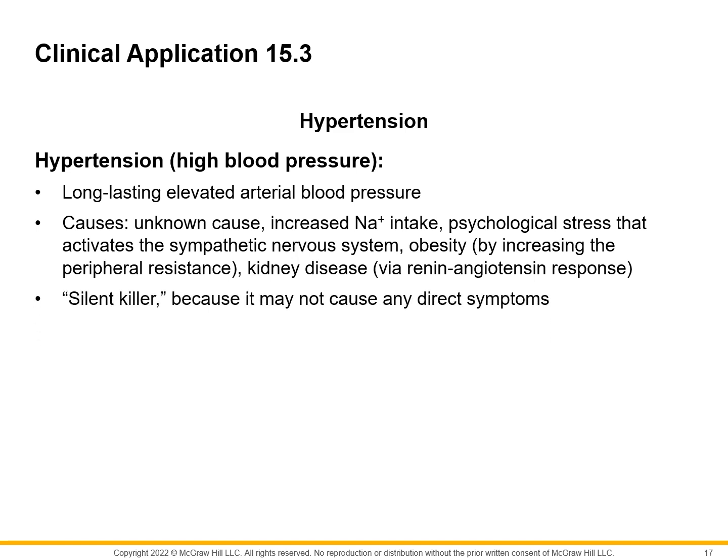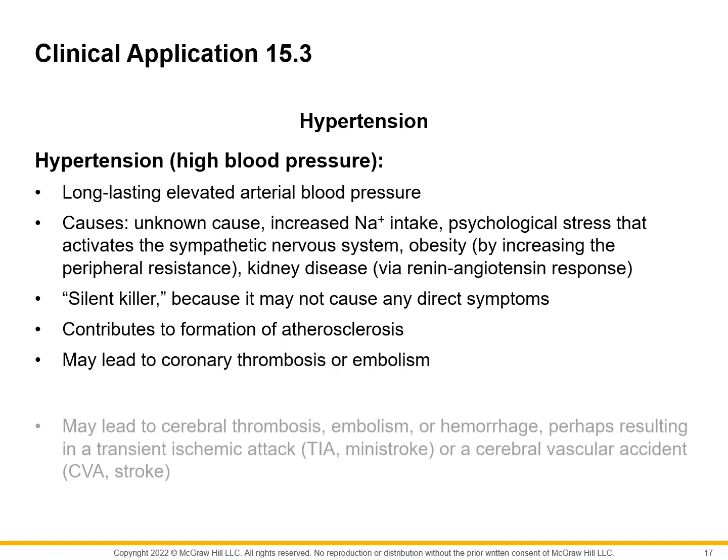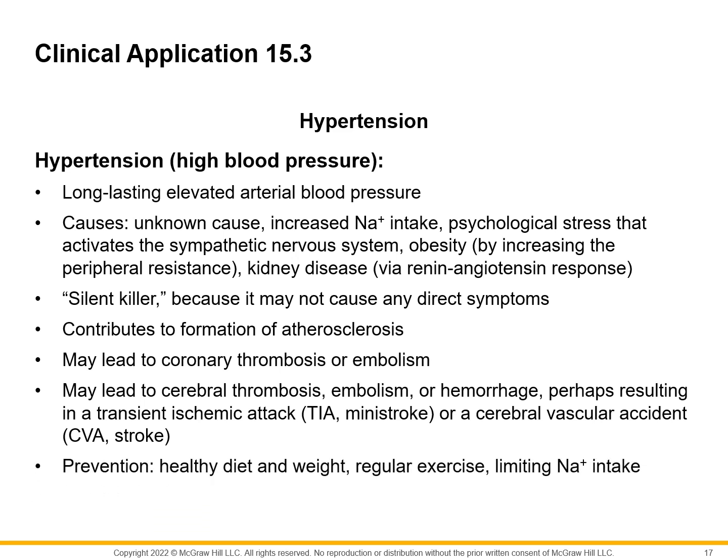And hypertension is considered a silent killer because in most of the cases it has no direct symptoms. And unfortunately, hypertension will lead to formation of atherosclerosis, so it will affect the blood vessels, leading to thrombosis and embolism, leading to transient ischemic attack or cerebral thrombosis or embolism. And this will affect the heart and as well the brain. Both diseases are very fatal ones.